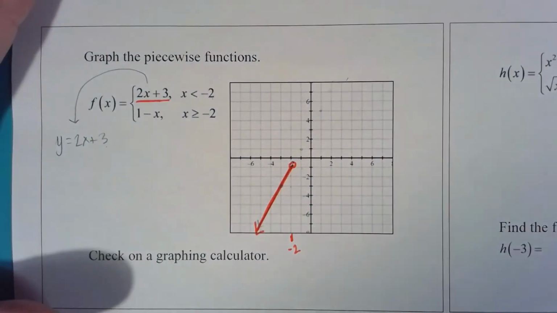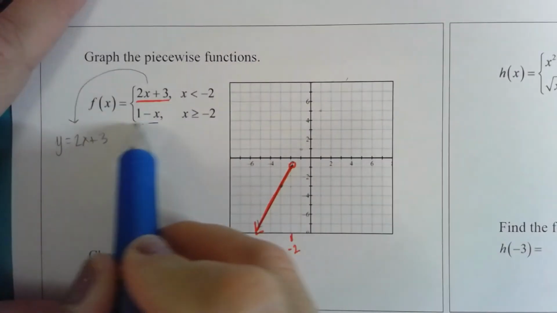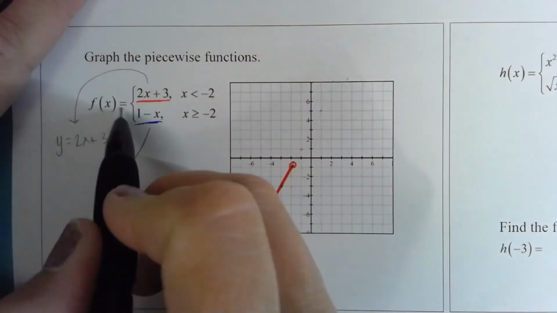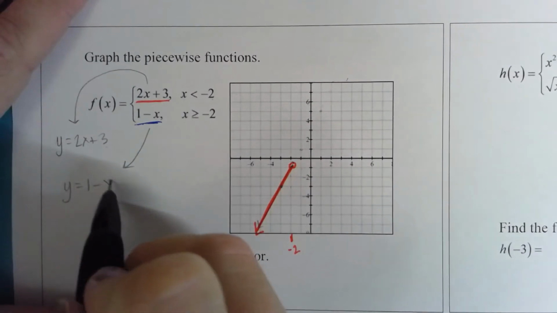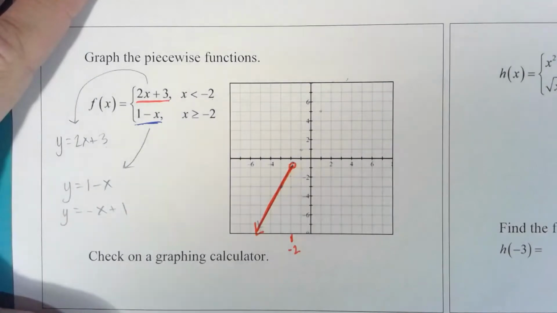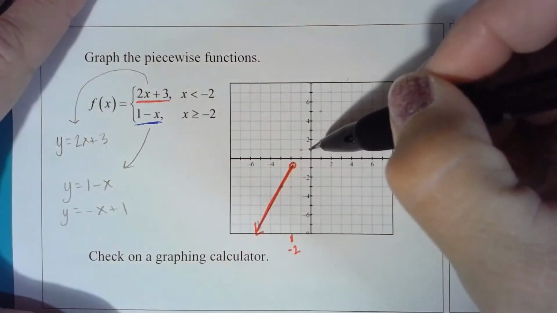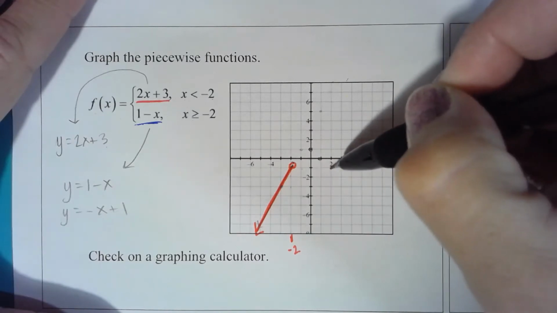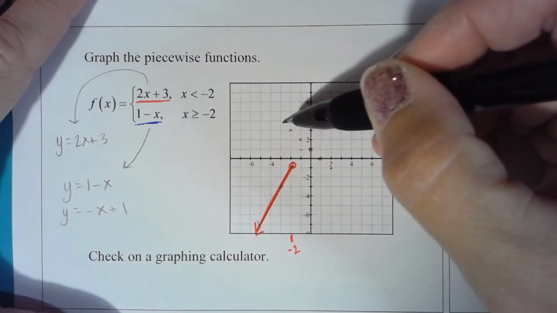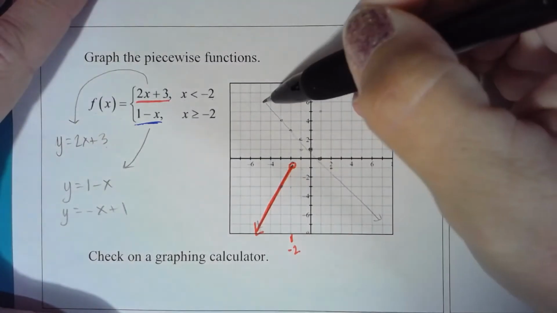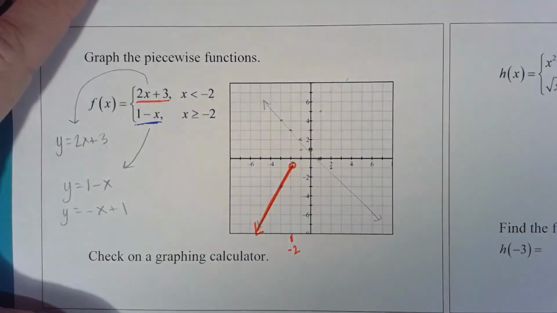Okay, good. Let's talk about that second piece. That second piece, if we read that, is y equals 1 minus x, or if you prefer, negative x plus 1, which is a line that starts at 1. I'm using my pencil again, and it has a slope of negative 1. And so I can go in with my pencil and just very lightly draw in that entire line.